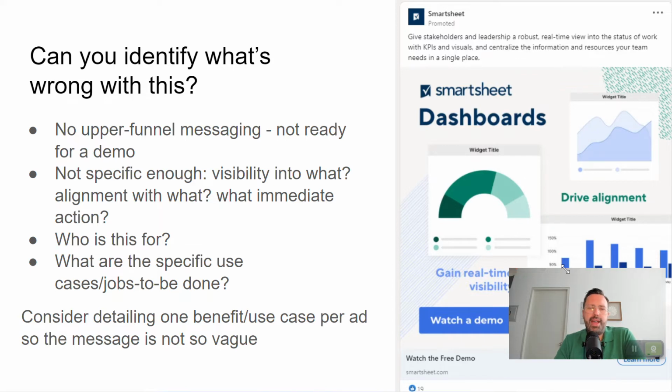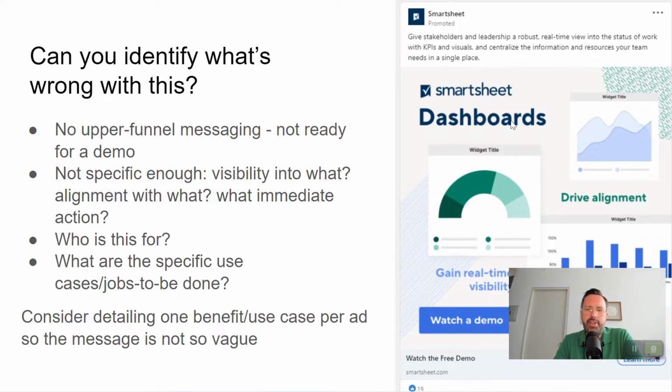So my diagnosis is that they're trying to consolidate everything into a single ad. And I believe the solution would be to have a series of separate ads that deal with specific use cases or specific case study examples where alignment was driven, where real-time visibility was gained, and where immediate action was executed, instead of trying to cram everything into a limited space.